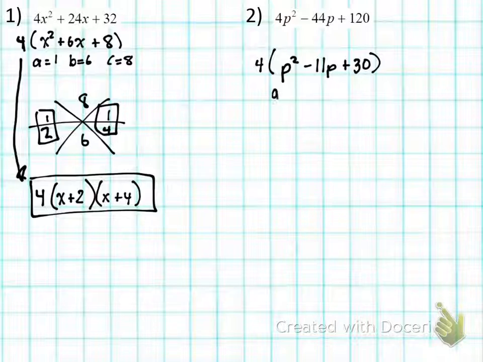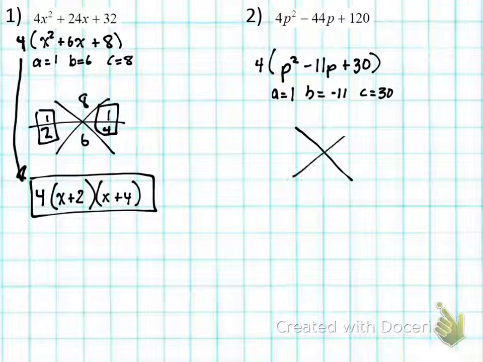Okay. Can I do an x box on here? Yeah. A is equal to 1. B is equal to negative 11. C is equal to 30. Okay, so I'm going to do an x box on this with these values. So you got 1 and 1. 1 times 30 is 30. And then B is negative 11.